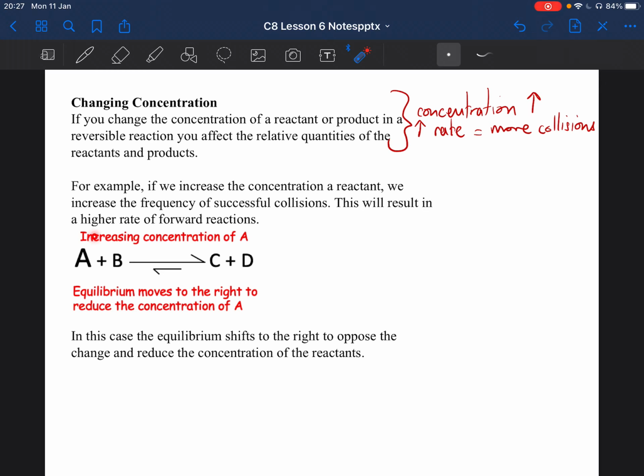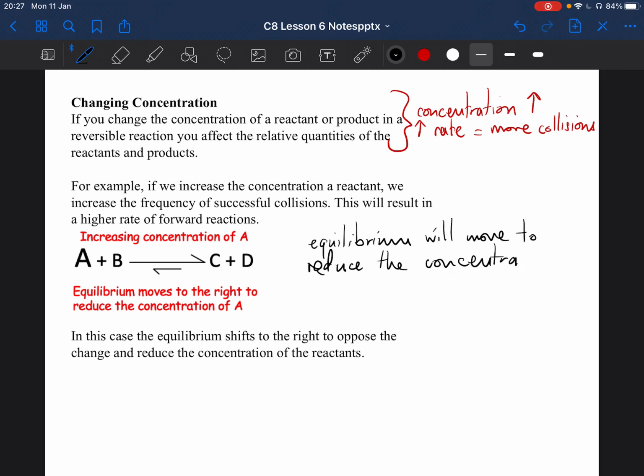So if we look at it here, if we've increased the concentration of A, so you can see that I've made A a bit bigger than I have B, C, and D, what will happen is the equilibrium will move. I'm just going to write it here. So the equilibrium will move to reduce the concentration of A. So you've added in extra A. Your equilibrium is now going to shift to get rid of that extra A by making it react. I'm going to just add that there.